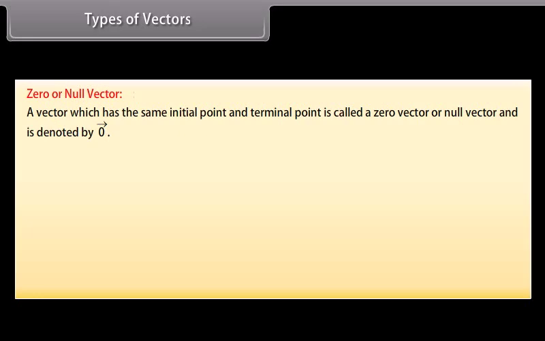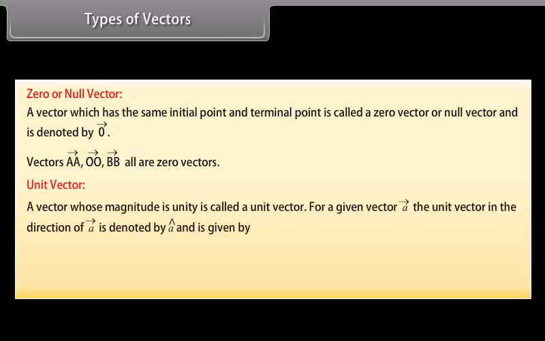Types of vectors. Zero or null vector. A vector which has the same initial point and terminal point is called a zero vector or null vector and is denoted by vector 0. Vectors AA, OO, BB all are zero vectors. Unit vector. A vector whose magnitude is unity is called a unit vector. For a given vector A, the unit vector in the direction of A is denoted by cap A and is given by cap A equals vector A by mod of vector A.